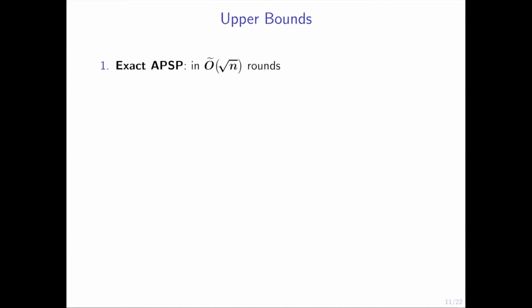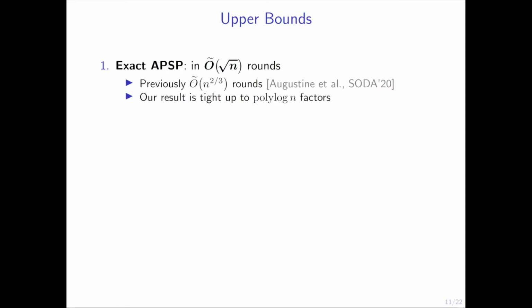First of all, we showed that we can solve the APSP problem in square root of n rounds, which improves on the roughly n to the 2/3 round algorithm by Augustine et al. Our result is tight up to polylog n factors, which we have seen from the previous lower bound. And we also have seen that reasonable approximations cannot be computed any faster. So in a sense, our paper settles the all pairs shortest paths problem up to polylog factors.